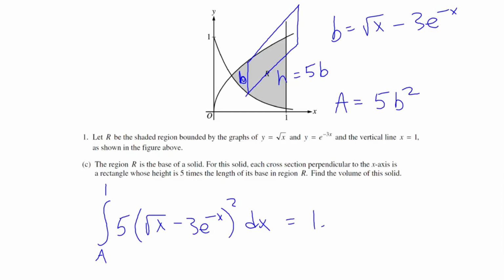And that is the end of this area and volume question. You got 2 points here for the integrand, 1 for the answer. 3 total points in part C, and that's the end of the area and volume FRQ, question number 1 from the 2003 AP Calculus AB exam.